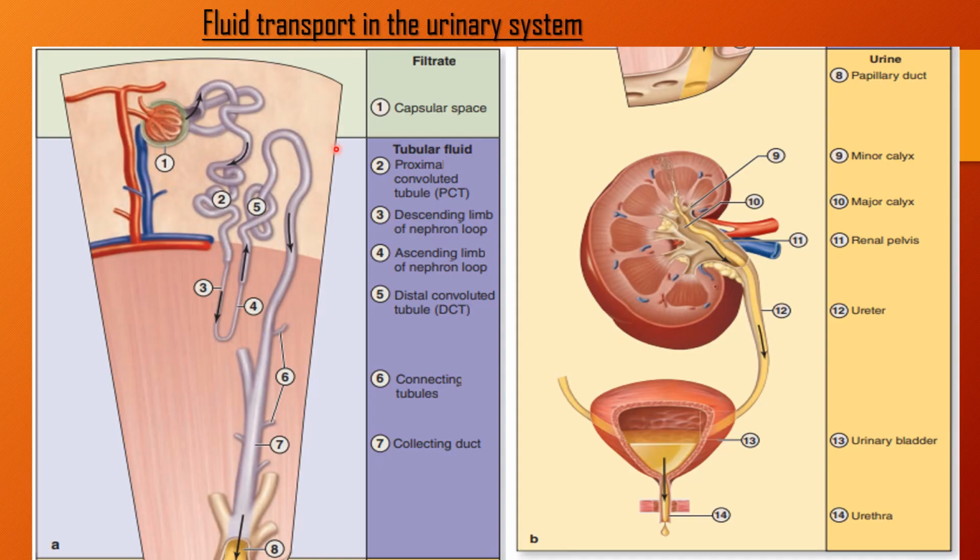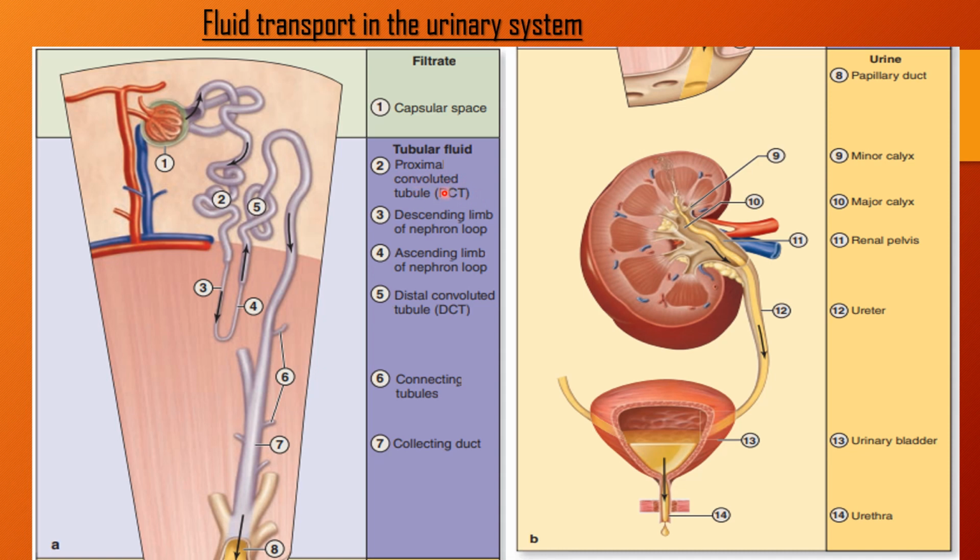Now we'll talk about the fluid transport in the urinary system. It means the pathway of the urine. So first blood enters into the glomerulus. After the filtration, the fluid enters into the capsular space. It's known as the filtrate. So after filtrate enters the capsular space, which is mentioned here, it enters the proximal convoluted tubule.